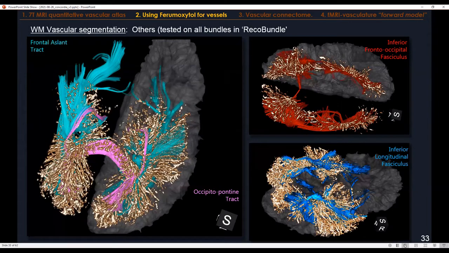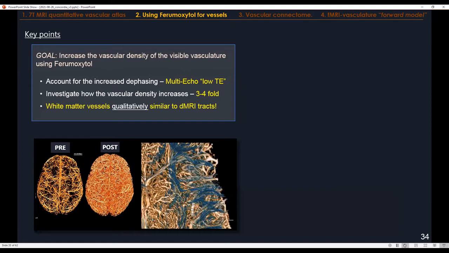If you go to the next slide, okay. So here we did the comparison in every bundle. And so I think we show that we achieve our goal, which was to increase the vascular density of the visible vasculature using ferumoxytol. We uncovered white matter vessels. We were quite happy to see this.